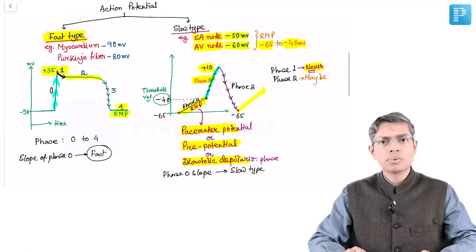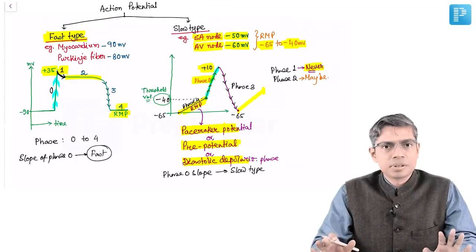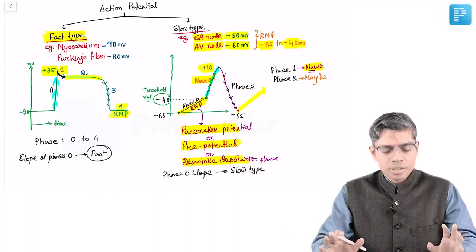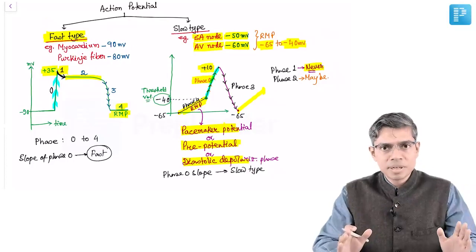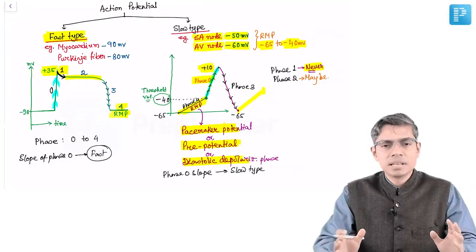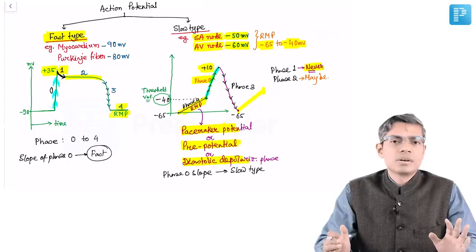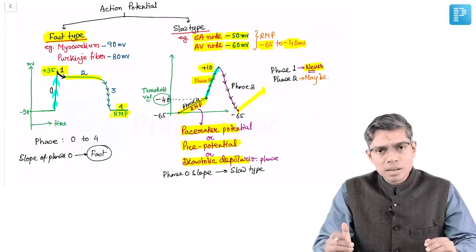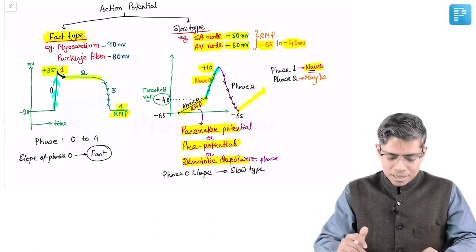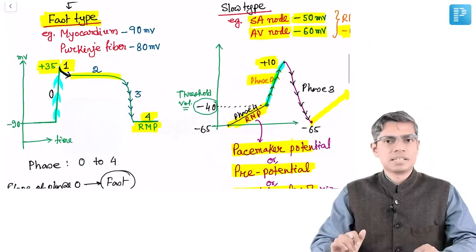I hope all of you understand this part, right? Okay, so difference is not only the membrane voltage, the shape of action potential, as well as their ionic bases are also different. So now we are going to discuss the ionic basis of fast type action potential.